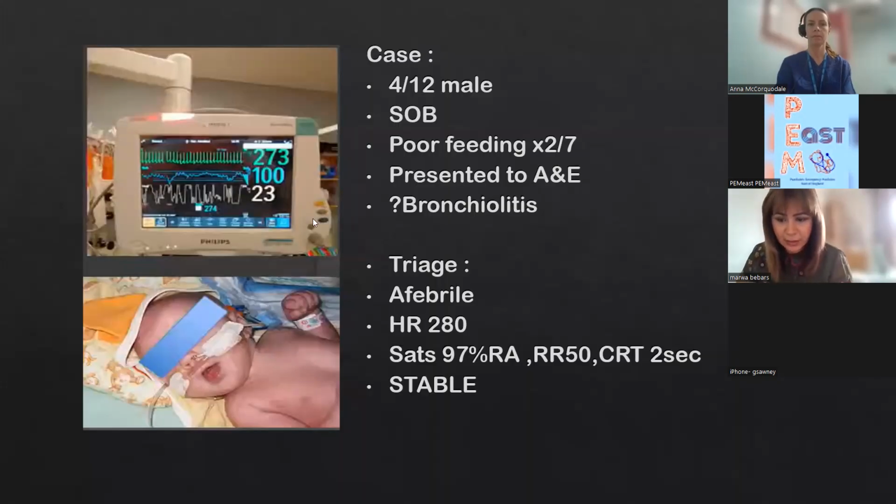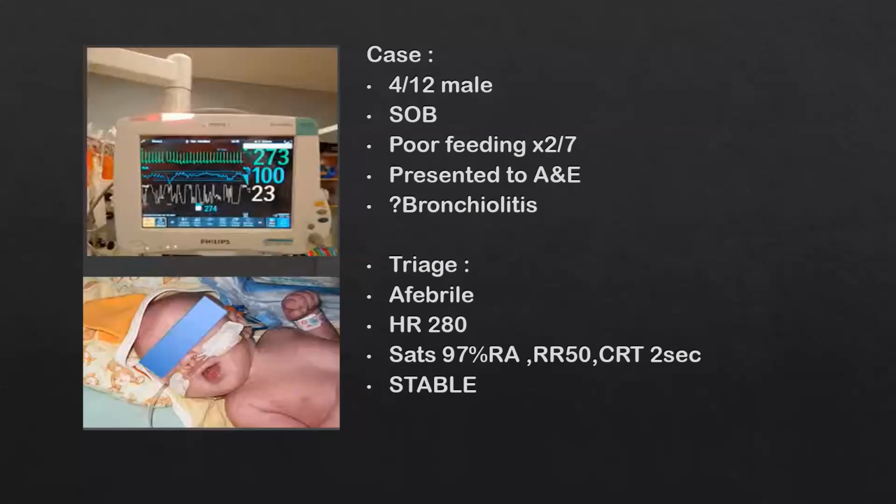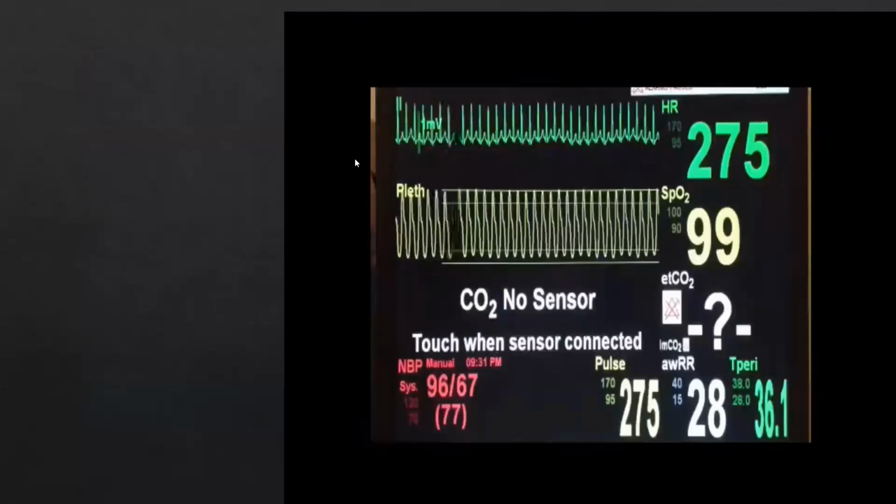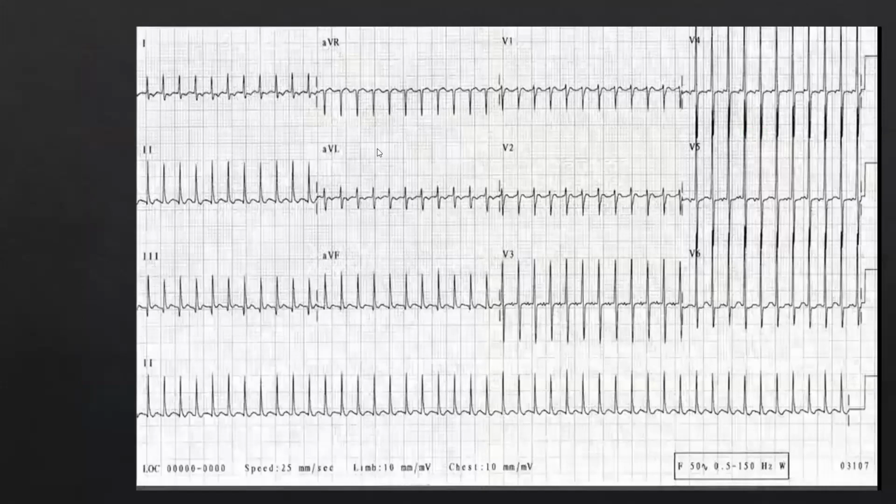And the triage nurse finds that the pulse rate is 260, and the pulse oximeter, as you see, is 100. She put him on resus, and the child looks pink, well, and stable. That's what your monitor looks like approximately. And this would probably be your ECG, the 12 lead ECG.